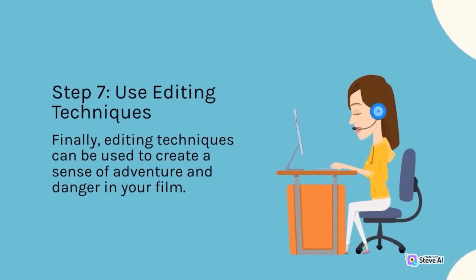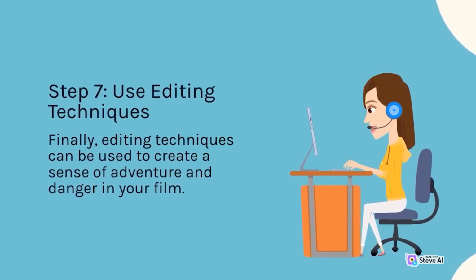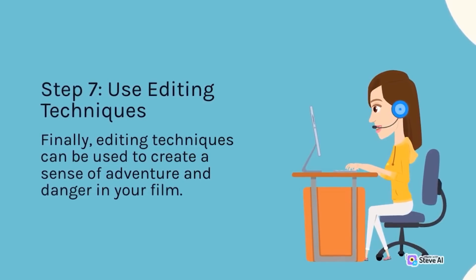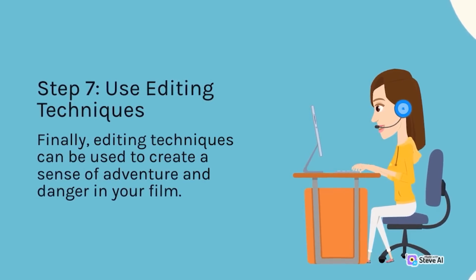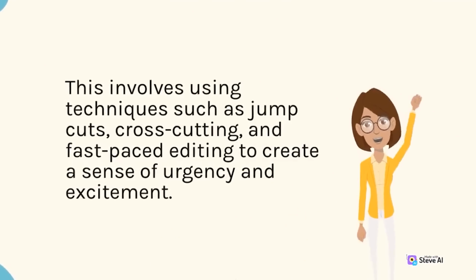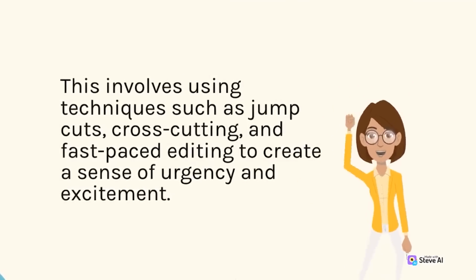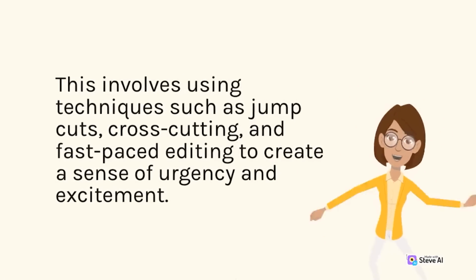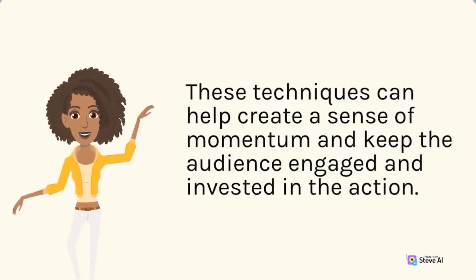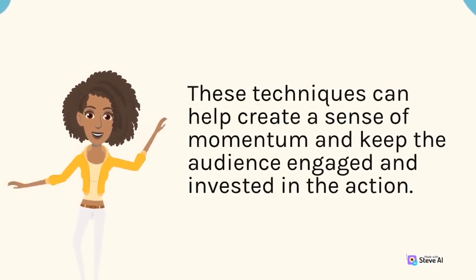Step 7. Use editing techniques. Finally, editing techniques can be used to create a sense of adventure and danger in your film. This involves using techniques such as jump cuts, cross-cutting, and fast-paced editing to create a sense of urgency and excitement. These techniques can help create a sense of momentum and keep the audience engaged and invested in the action.